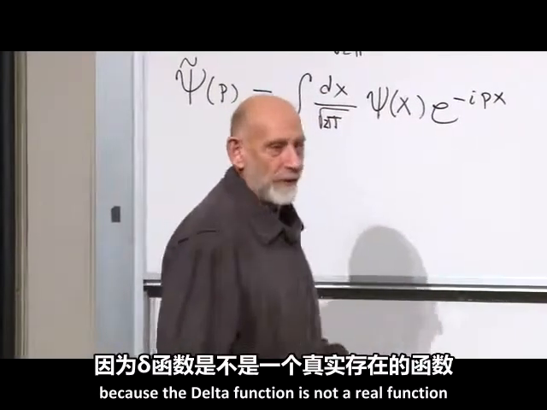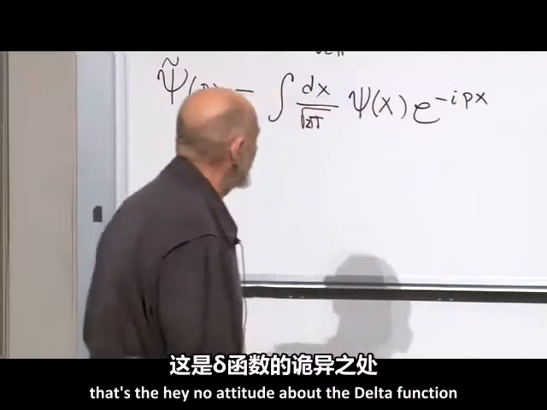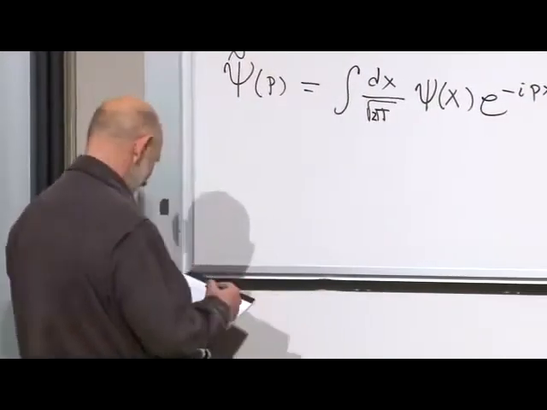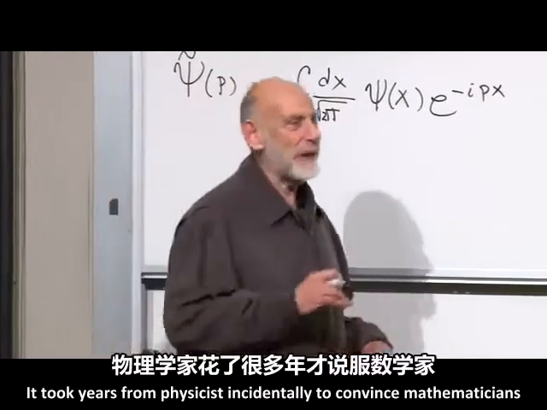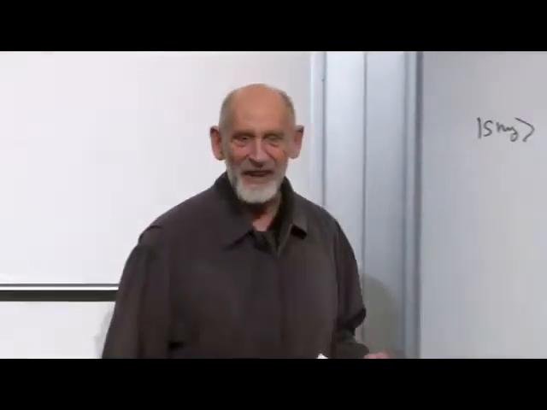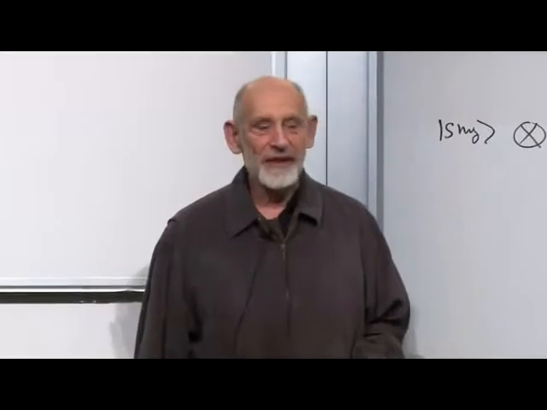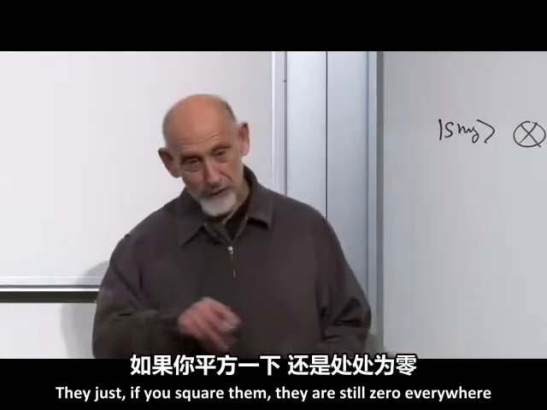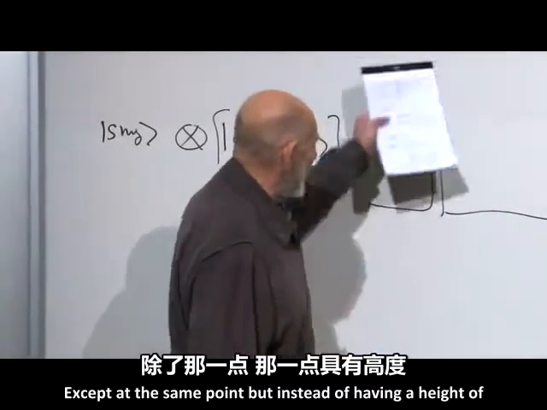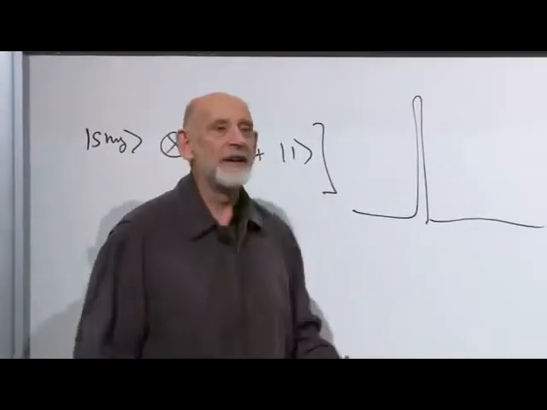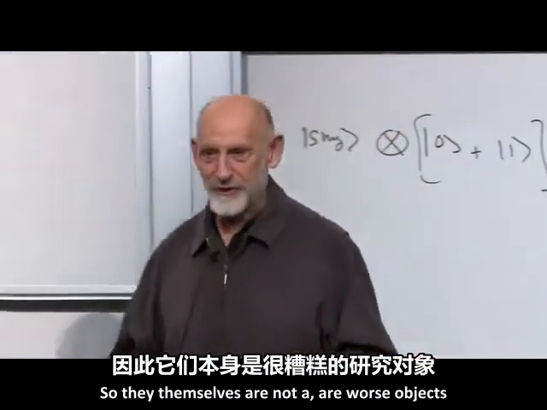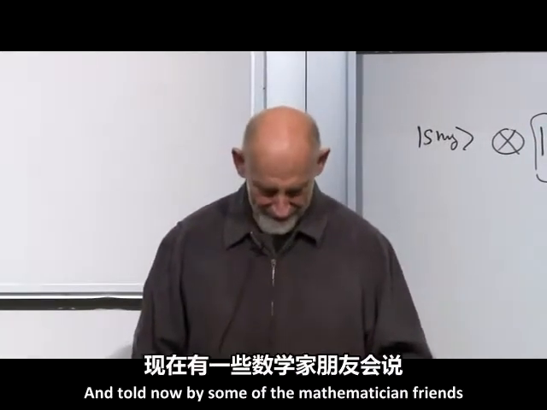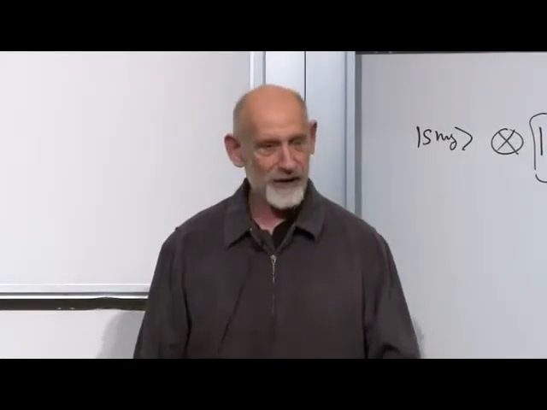Of course, the delta function is not a real function. It's infinite somewhere, but you know, that's a pedantic attitude about the delta function. It took years for physicists, incidentally, to convince mathematicians that delta functions were okay. Mathematicians didn't like them for a very good reason. They're functions. You can't square them, though. If you square them, they're still 0 everywhere except at the same point. But instead of having a height big enough to make the area 1, they have a height which is the square of that. And so they themselves are worse objects. But they got over it. I'm told now by some of my mathematician friends that it's okay to write a delta function.